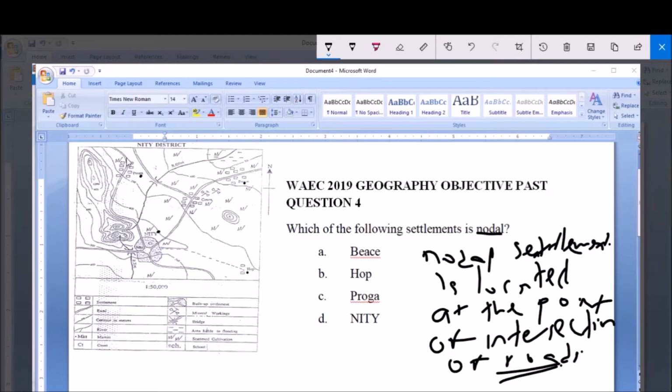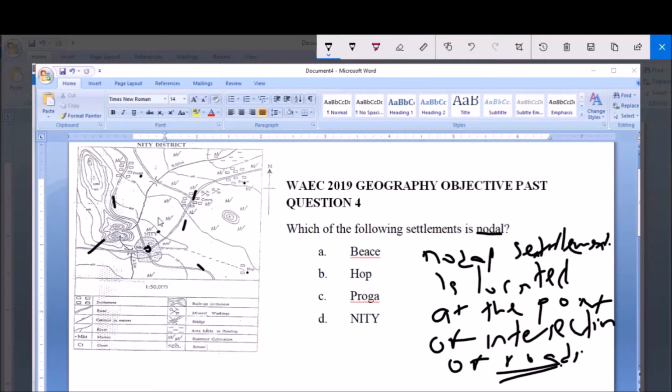So this is a major road, this is another, and this is another. So this is one, this is another road here, this is another road. So we are looking at where they intersect, which is here. So this is the point of intersection of these 4 roads.